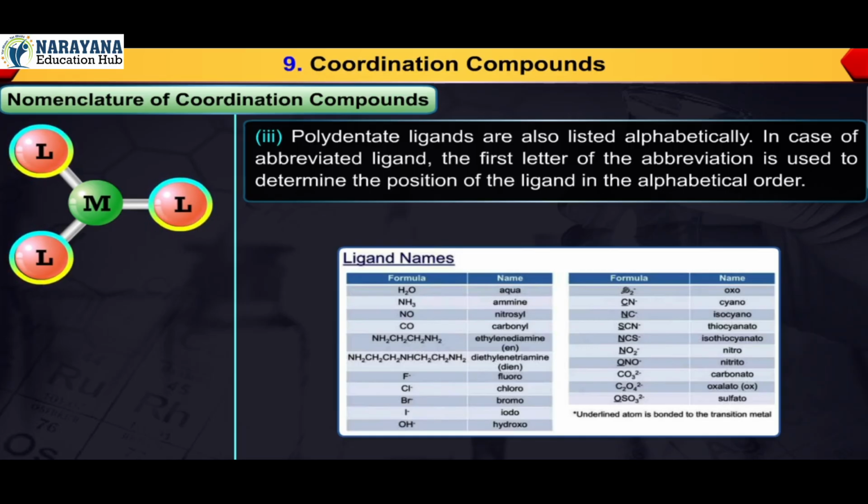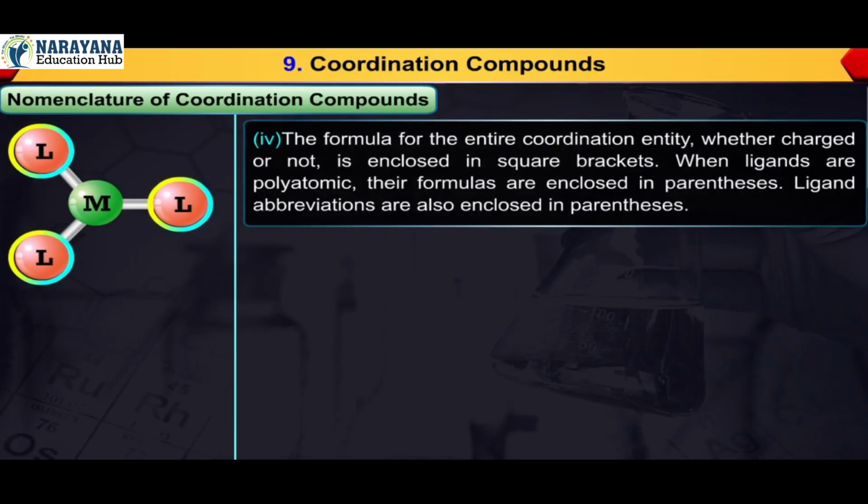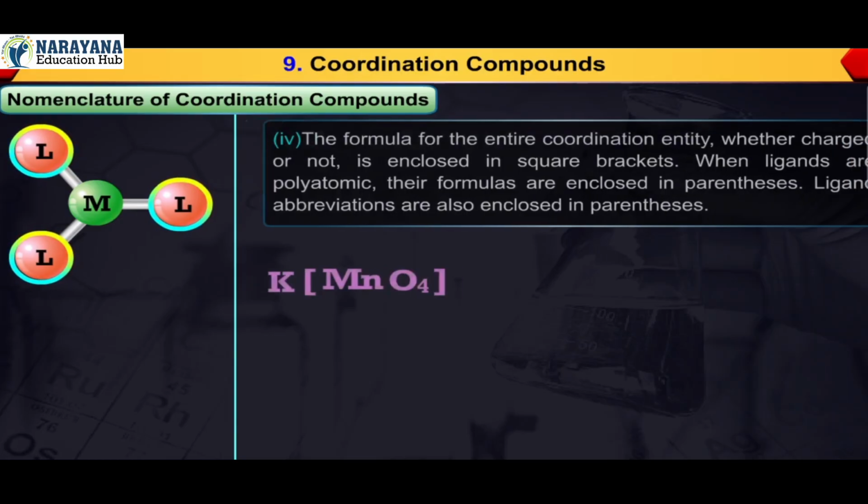In case of abbreviated ligand, the first letter of the abbreviation is used to determine the position of the ligand in the alphabetical order. 4. The formula for the entire coordination entity, whether charged or not, is enclosed in square brackets. When ligands are polyatomic, their formulas are enclosed in parentheses. Ligand abbreviations are also enclosed in parentheses.